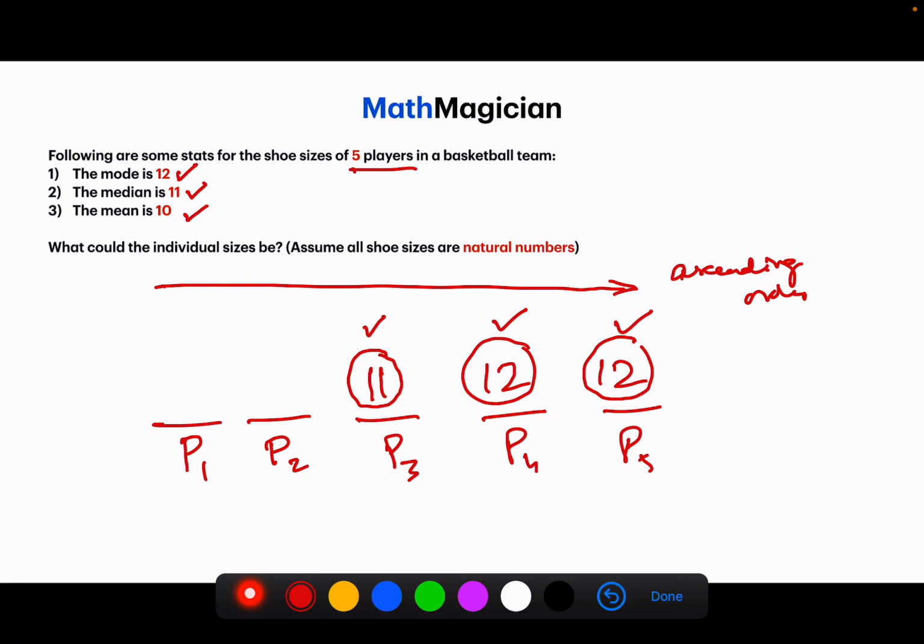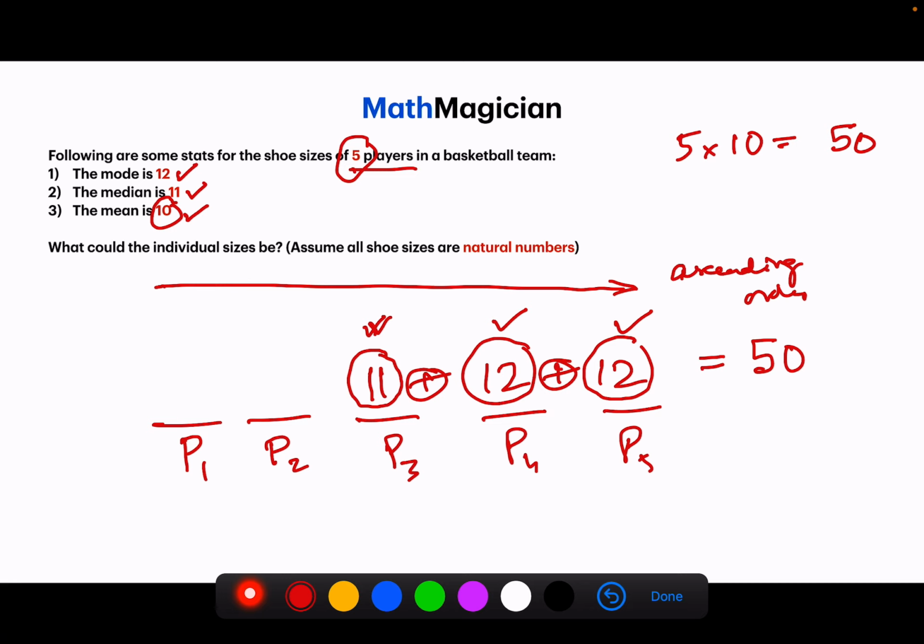The third data point that we have is 10, which is the mean, which means if I have five players and the mean is 10, the total of the individual shoe sizes will be 50. If you add up all these numbers, the total is going to be 50. But we don't know what P1 and P2 are. So here, the best way to find a solution is by trial and error. We know P3 is 11 already. So P2 has to be less than P3. P2 has to be less than 11.